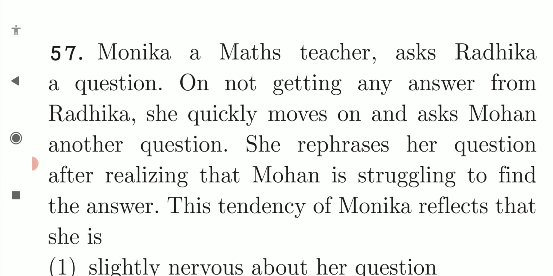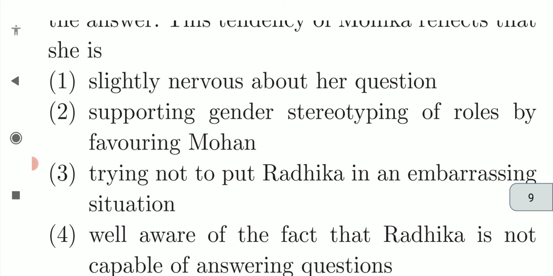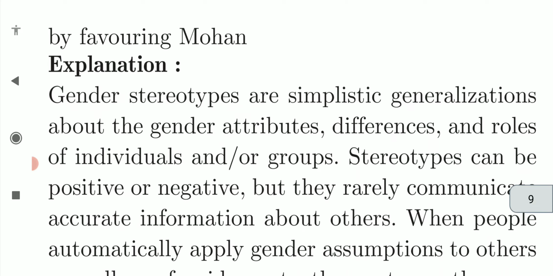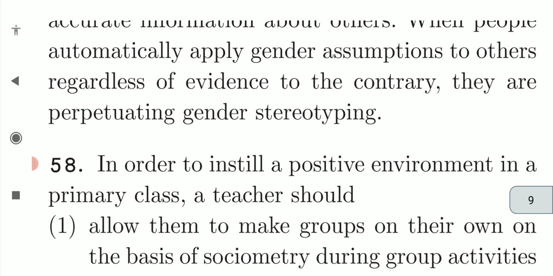See, she quickly moves on and asks another question to Mohan. Okay, she rephrases her question after realizing that Mohan is struggling to find the answer. It's like supporting gender stereotyping of roles by favoring Mohan, right? Gender stereotype is a simplistic generalization about the gender attributes, differences and roles of individuals or groups. Stereotypes can be positive or negative, but they rarely communicate accurate information about others. When people automatically apply gender assumptions to others, regardless of evidence to the contrary, they are perpetuating gender stereotyping.